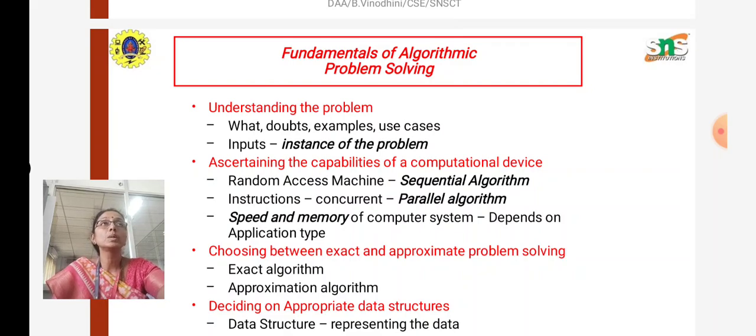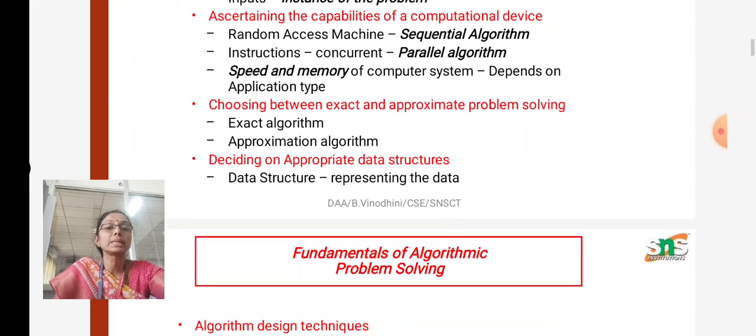The third point is that we have to decide what type of data structures we are going to use to solve the particular problem. We know what data structures are: a data structure is a memory space, a storage space to store any data in the computer memory. For any problem solving, we first have to select the data structure, whether it is a stack or queue, or a tree or graph data structure, depending upon the problem. We have to select the data structure for representing the data.